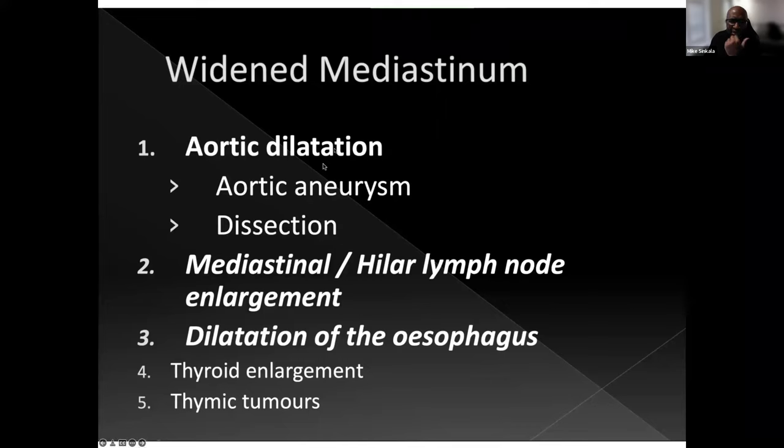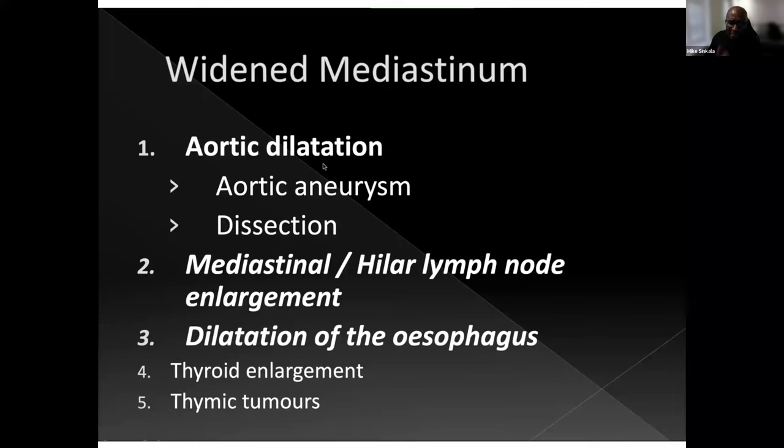Other causes would be aortic dilatation. Aortic aneurysms can cause that too. Dissection of the aorta could cause a widened mediastinum. Lymph nodes can cause that. And then dilatation of the esophagus again can cause that too.